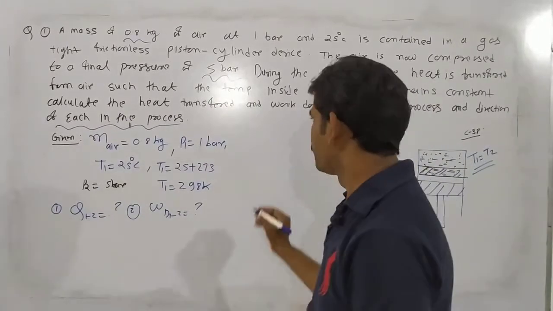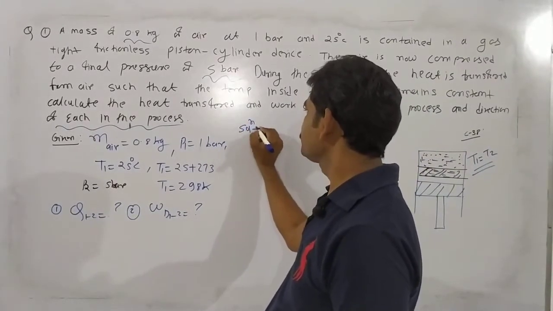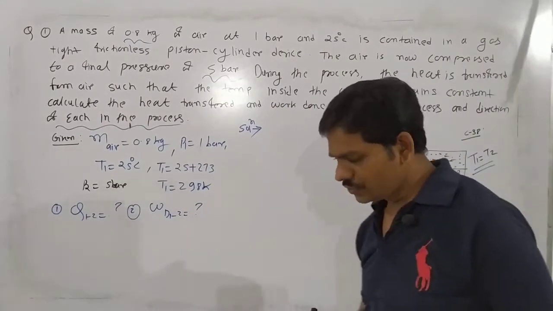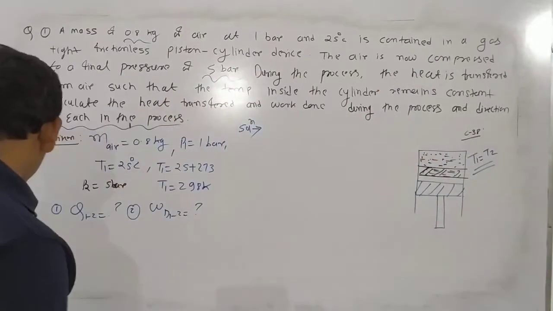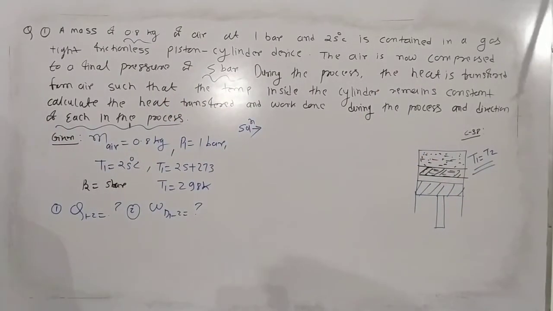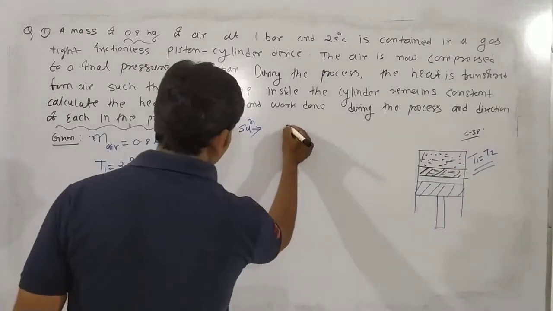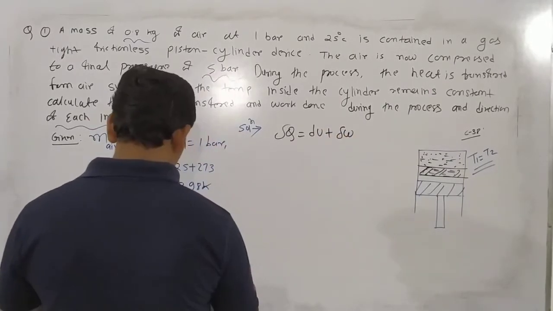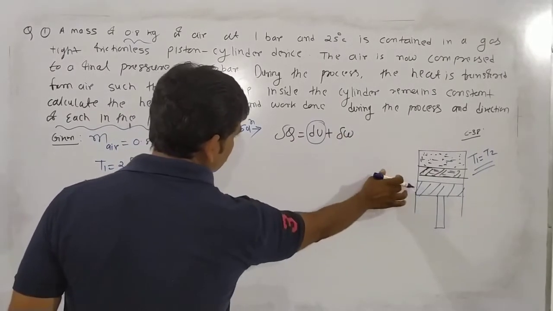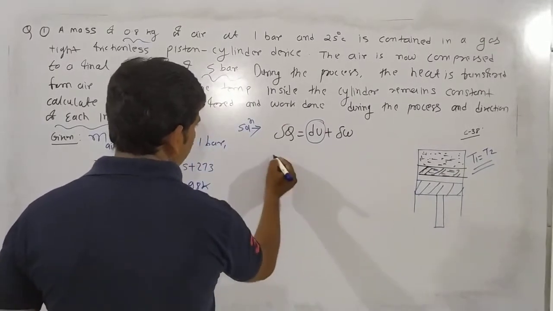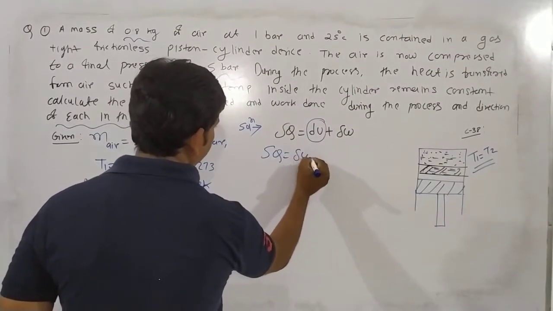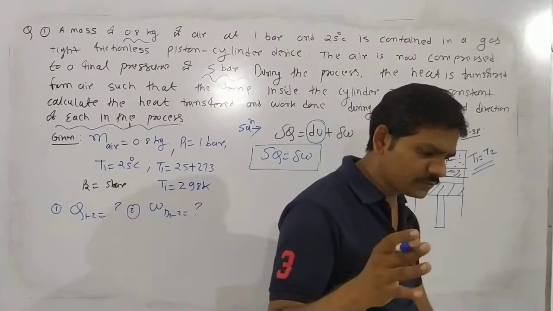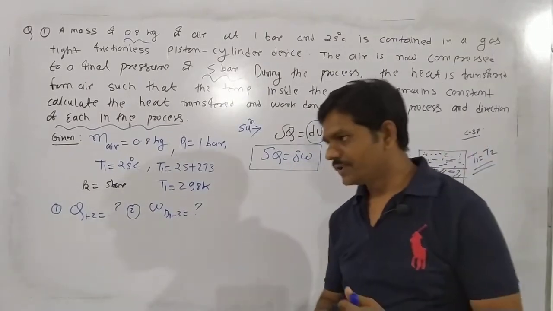So let's solve the problem. Solution: we require Q1-2 and W1-2. By the first law of thermodynamics, del Q is equal to dU plus del W. But you know that the internal energy in an isothermal process is 0. So del Q is equal to del W. The work done is equal to the heat transfer in an isothermal process.